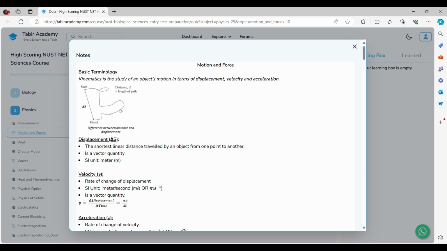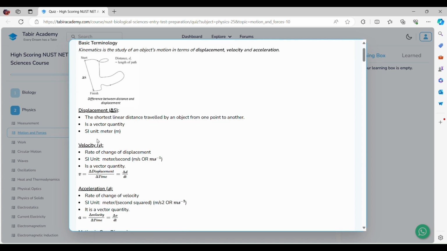उसका ऐसा unit meter होता है. Velocity है rate of change of displacement. इसका ऐसा unit meters per second है. और ये एक vector quantity है जो कि इसका direction और magnitude होता है. Velocity का formula है change in displacement over change in time.